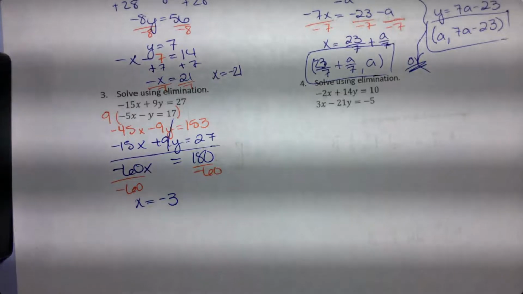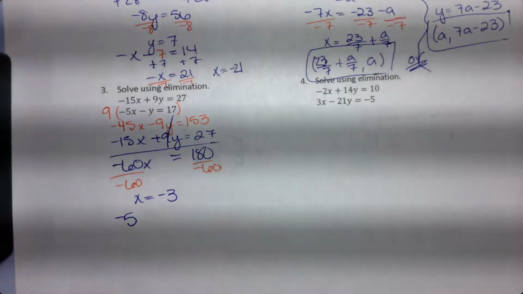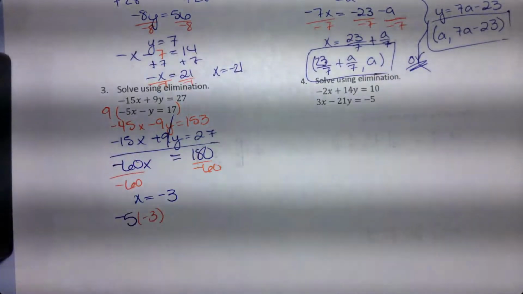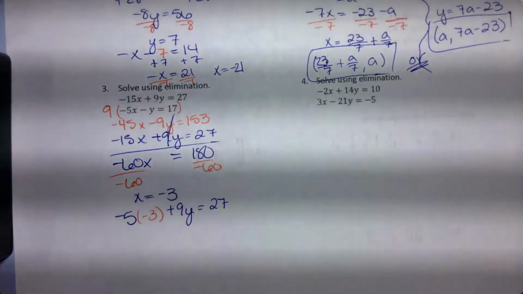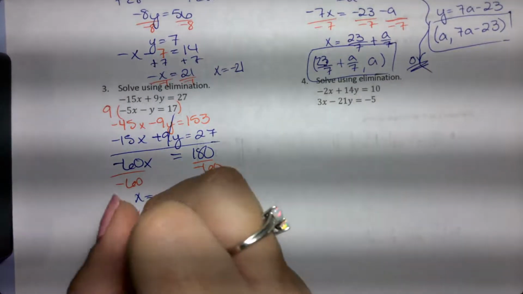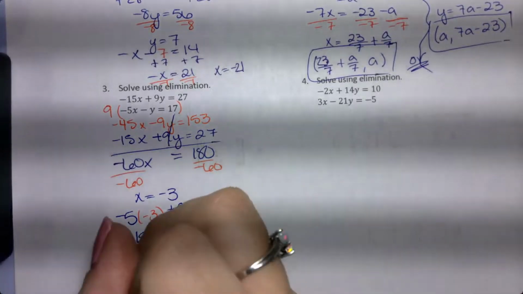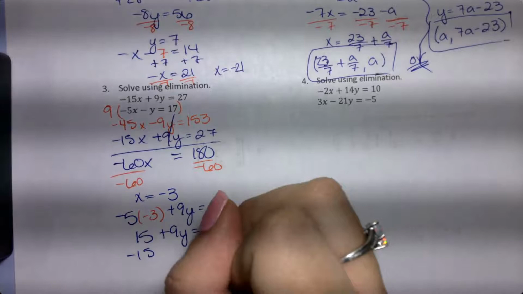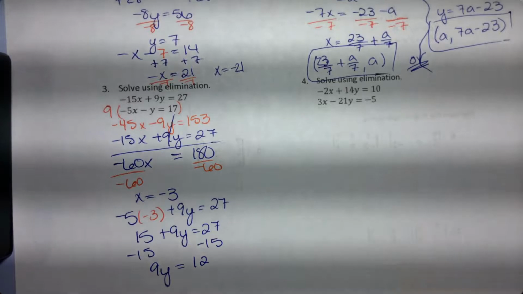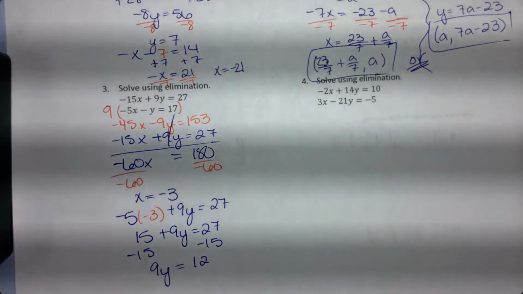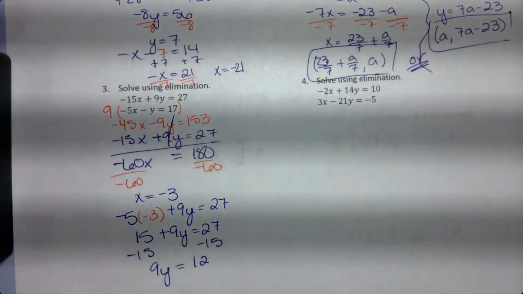I'm going to go ahead and plug in. It doesn't matter which equation I plug into, so I'm just going to pick the bottom. I have negative 5 times negative 3 plus 9y equals 27. Negative 5 times negative 3 gets me 15. I'm going to go ahead and subtract 15 on both sides. I get 9y equals 12. Then I want to go ahead and divide both sides by 9.